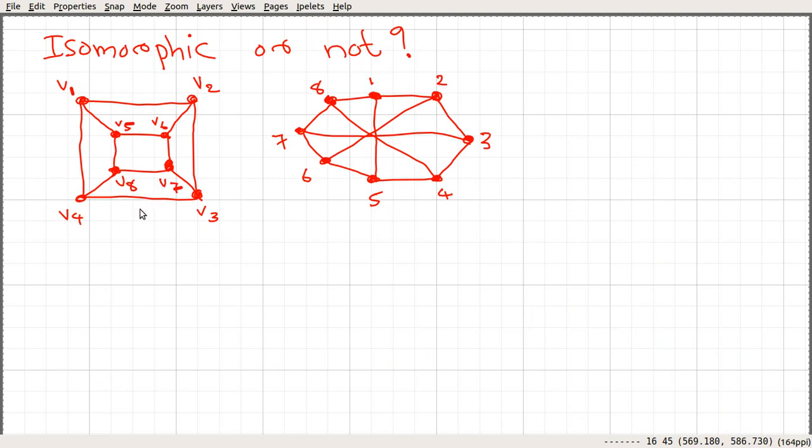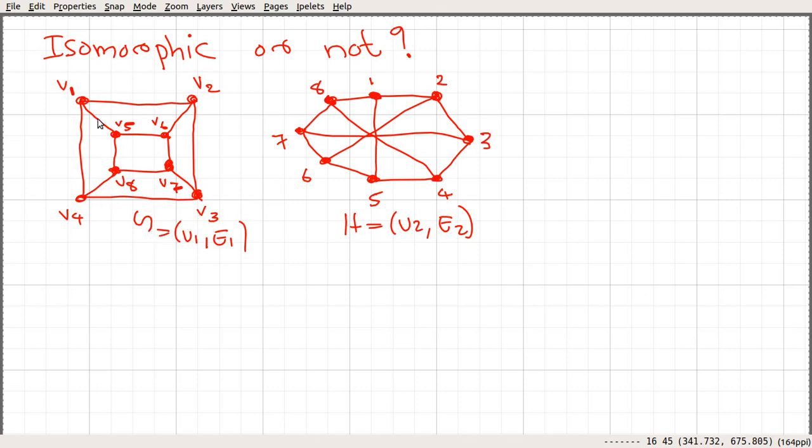Okay, you are given two graphs, G equal to (V1, E1) and H equal to (V2, E2), and you want to determine whether these two graphs are isomorphic or not. So what we do is we will start with the basic checks.